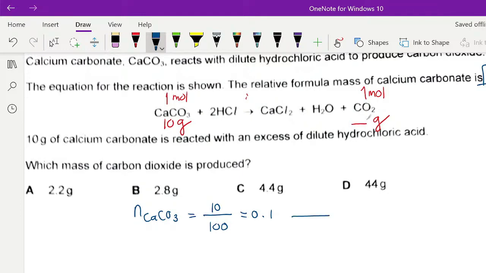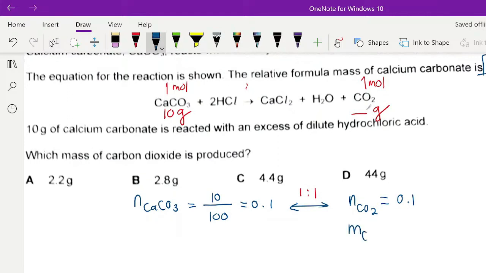So the mole of carbon dioxide is also the same because the ratio is 1:1 mole, right? So the mole of carbon dioxide is also 0.1. Now we convert it back to mass. So mass of carbon dioxide is mole, which is 0.1, times molar mass of carbon dioxide, which is 44, and you get 4.4 gram. Answer is C.